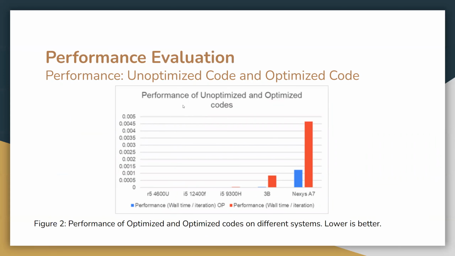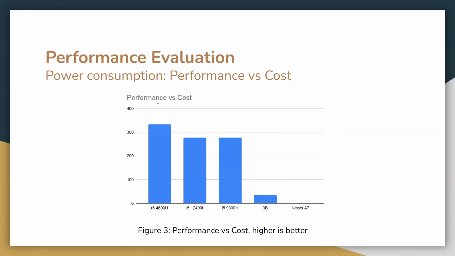And here we have a chart for the performance comparing the optimized and unoptimized code. As you can see in the red versus blue, we have a big performance gap, indicating a big performance improvement from unoptimized to optimized. And as you can see, the desktop CPUs are much faster. And here we have the performance versus cost, basically the value of each system. As you can see, the desktop CPUs actually have a lot of value compared to the Raspberry Pi 3B and the FPGA, which has a lot less value.